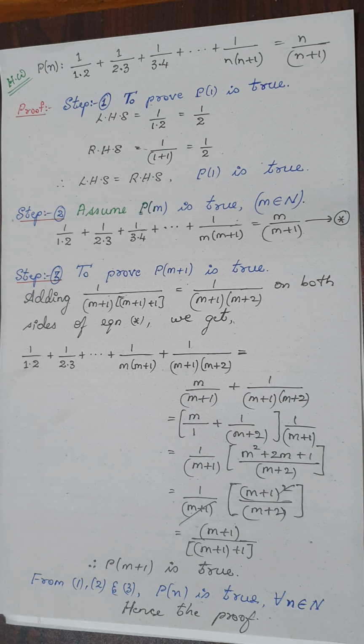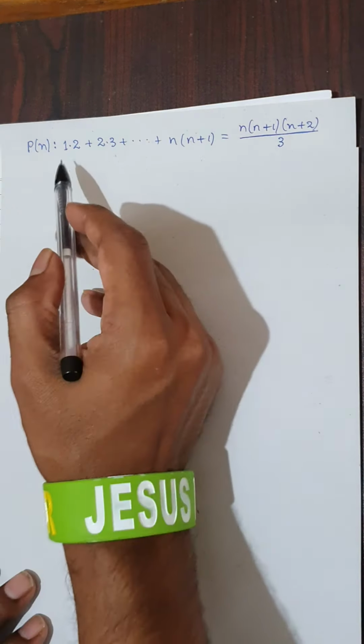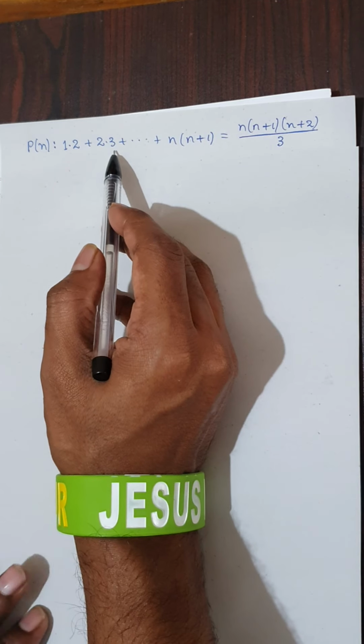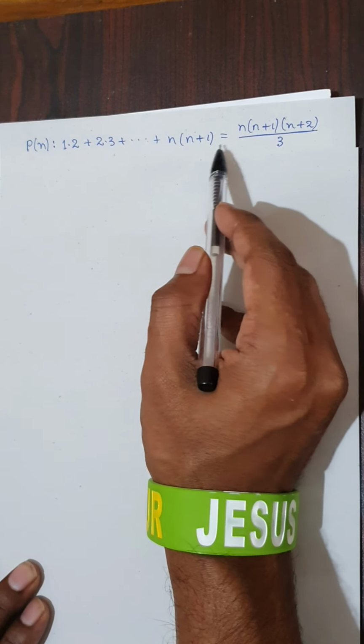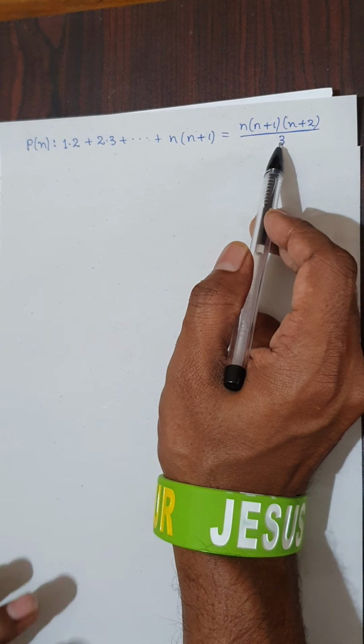Let's go to the first of the challenging questions for the session now. Are you ready for it? Okay, let's go for it. So here comes the first question, dear students. The P of n statement is nothing but 1 into 2 plus 2 into 3 so on up to n into n plus 1 should be equal to n into n plus 1 into n plus 2 divided by 3.